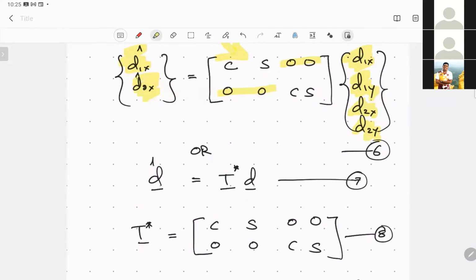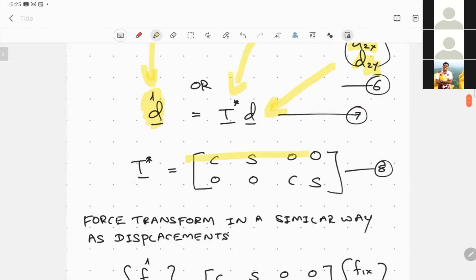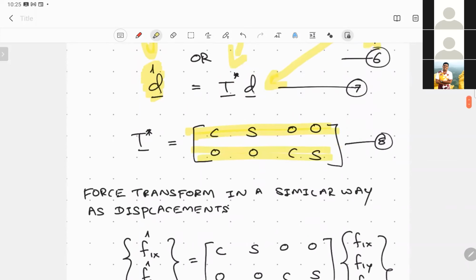If you use letters, we can say d1 hat is related via a transformation matrix. Let's call this t hat times d. T hat is nothing but the transformation matrix expressed in terms of sines and cosines.